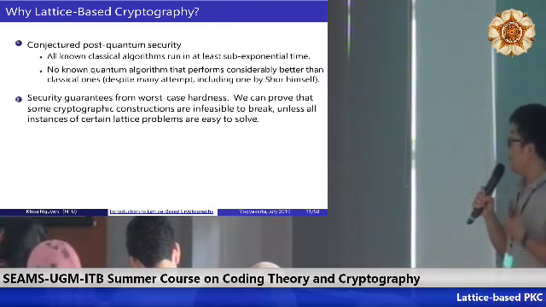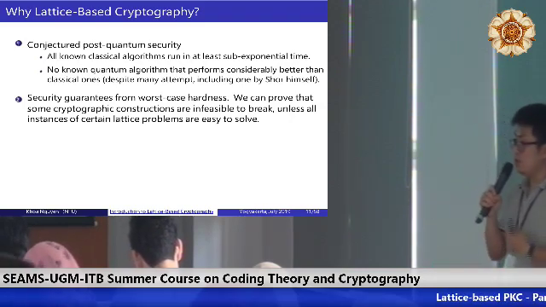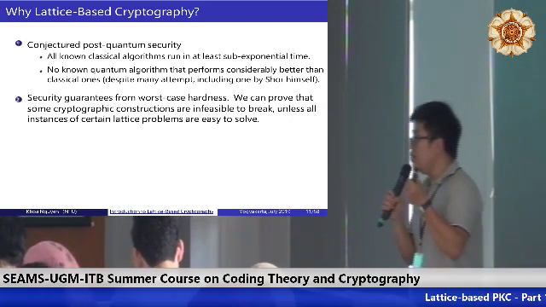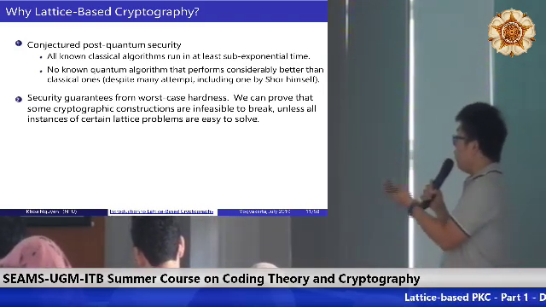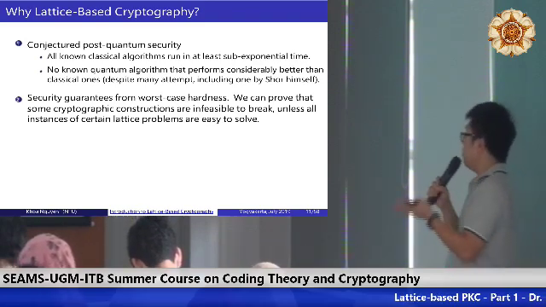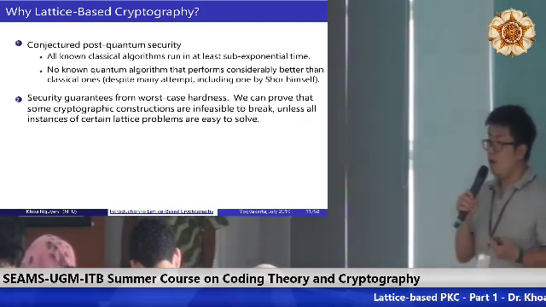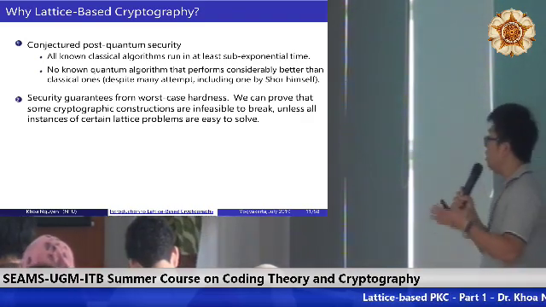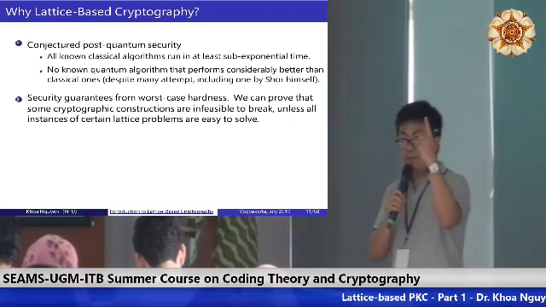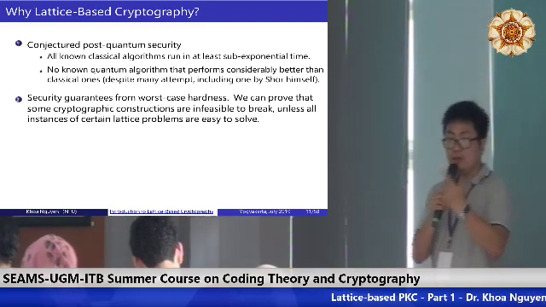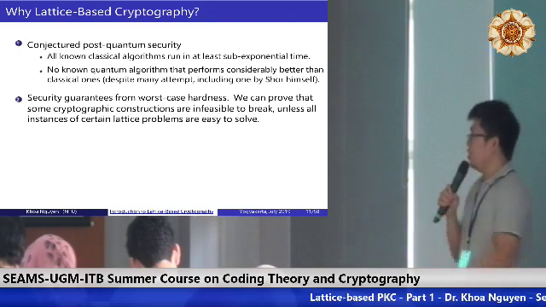And also, we have what I just mentioned previously, the security guarantee from worst-case hardness. That is also a very unique property. In short, we can prove that some lattice-based cryptographic constructions are infeasible to break unless all instances of certain lattice problems are easy to solve. Just assume one of them is hard, then lattice-based crypto is secure. So that's what is called the worst-case to average-case reduction.